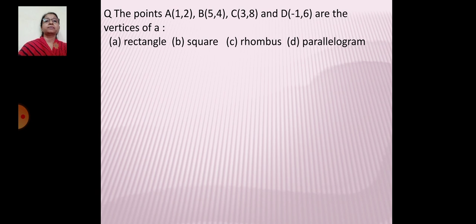Now next, the points A 1, 2, B 5, 4, C 3, 8 and D minus 1, 6 are the vertices of, here 4 vertices are given. Okay, so we have to identify what type of quadrilateral they form. Again you should know all the 4 lengths as well as the lengths of their diagonals.